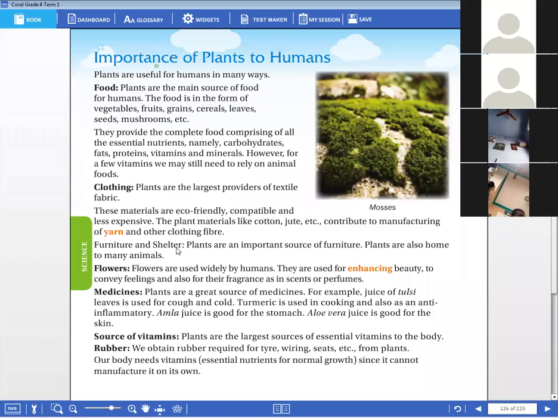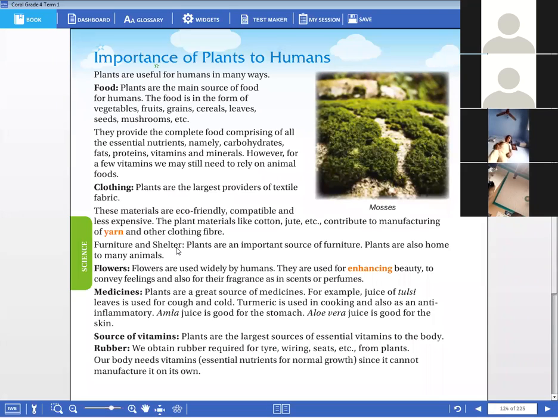They include all the kinds of carbohydrates, proteins, vitamins and minerals, children. These are all incorporated in the plants, but for some other vitamins we also depend upon animal foods like milk, cheese. These come from animals. We also depend on animals. But mostly our food comes from plants. For animals also, where does the food come from? Obviously from plants.